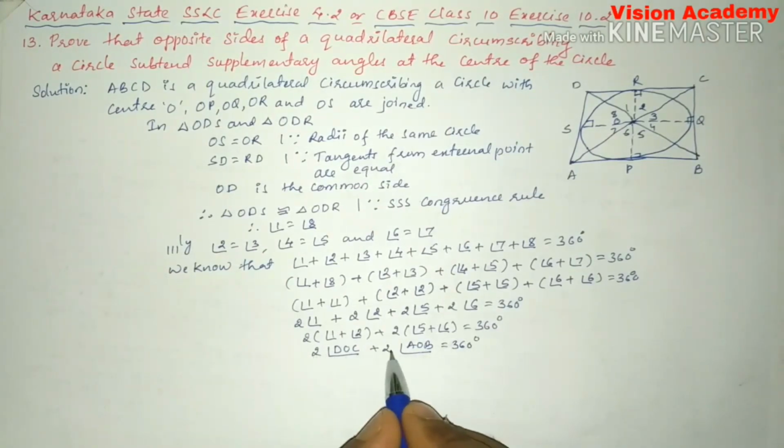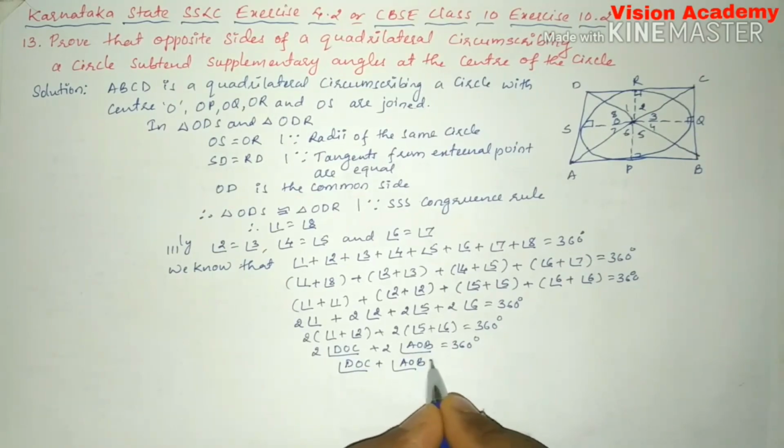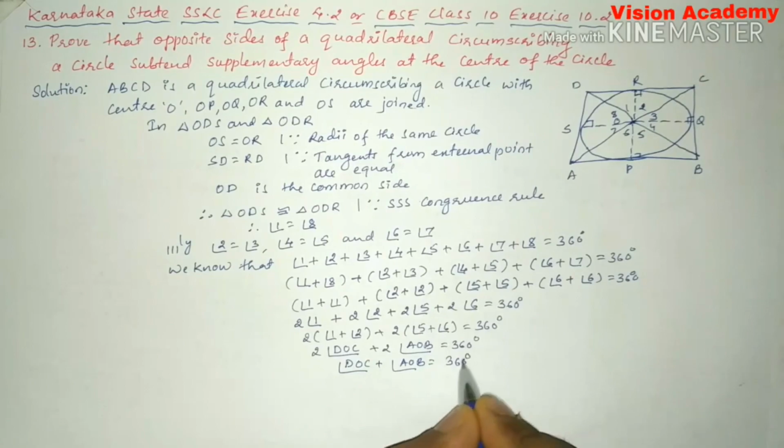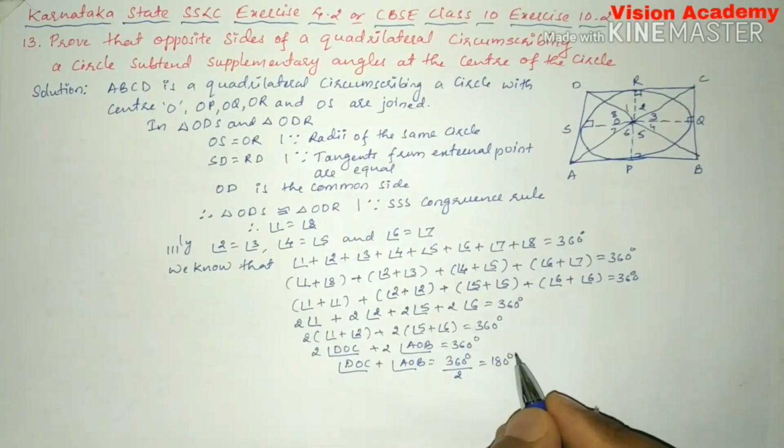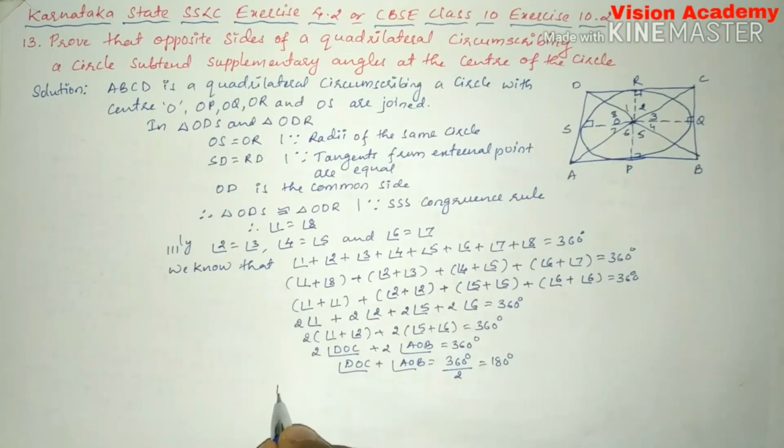Now transfer this 2 from LHS to RHS, it will become divided by 2. So here we'll write angle DOC plus angle AOB is equal to 360 degree divided by 2, which is equal to 180 degree. Similarly, we can write angle AOD plus angle BOC is equal to 180 degree.